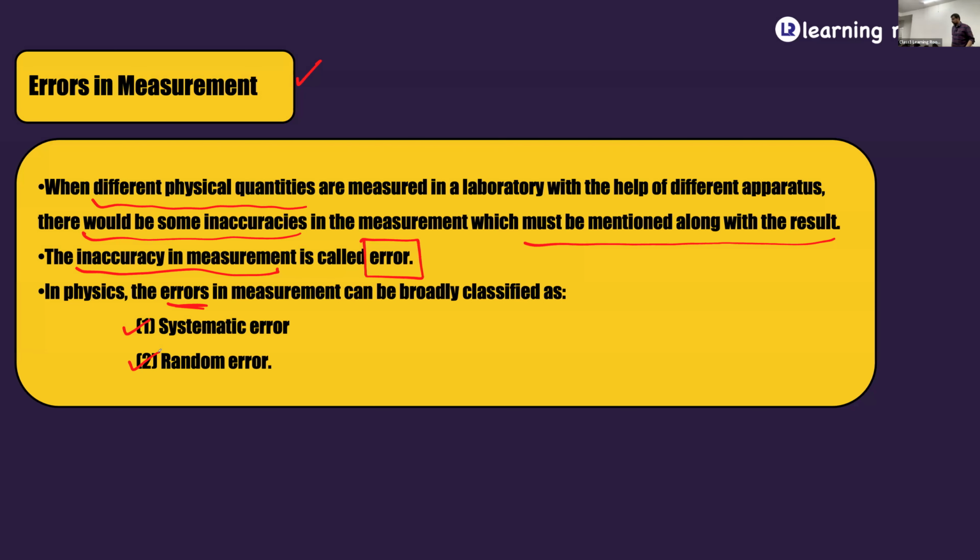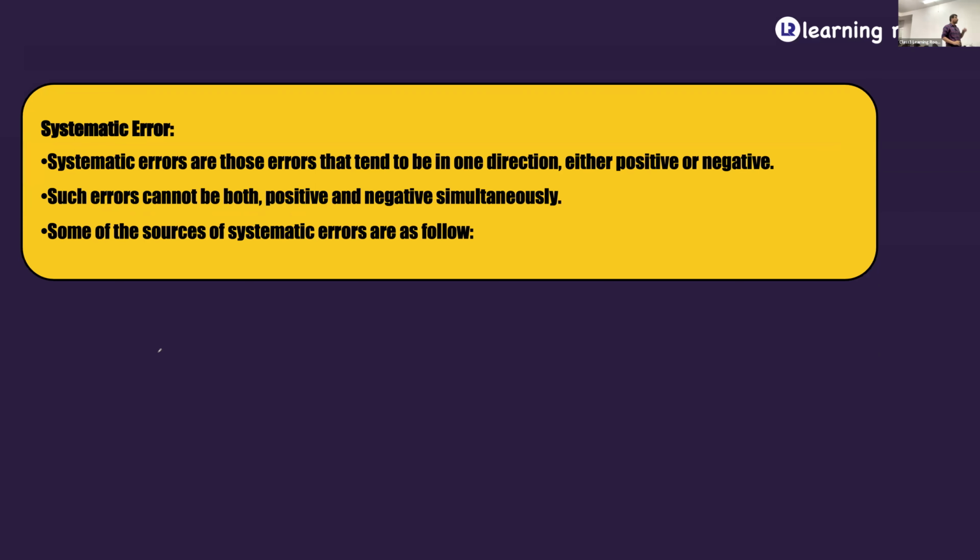Yeah, shall I proceed? Yes. Now we'll see what these types of errors are in detail. So first thing that we are going to see is systematic errors. Systematic errors are those errors that tend to be in one direction. So unidirectional errors are said to be systematic errors. That is, they can either be positive or negative. If it is zero, that's not called an error at all. So it can either be positive or negative.